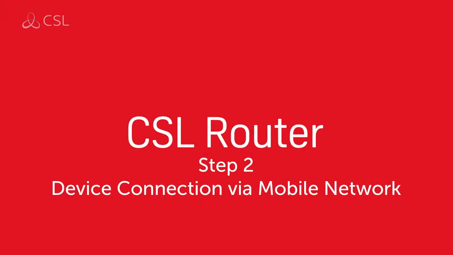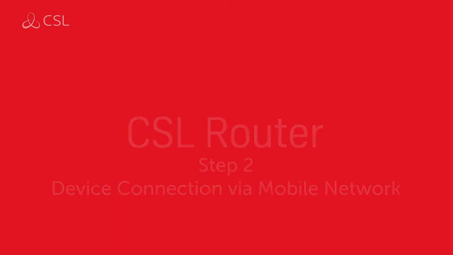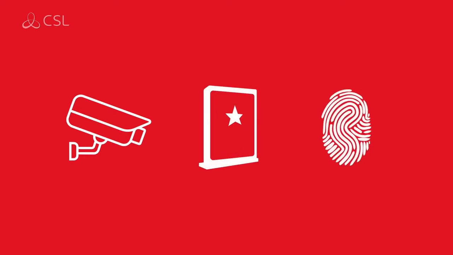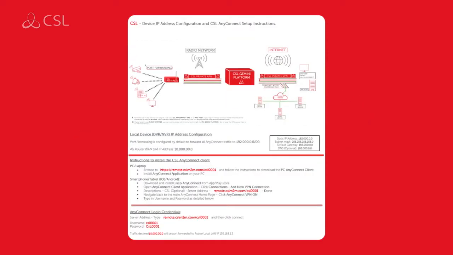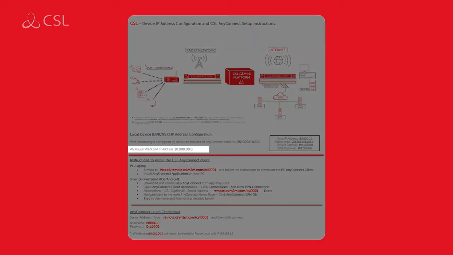This section is relevant if you are enabling 4G connectivity to the LAN via an Ethernet cable to your device, such as CCTV, electronic article surveillance, or access control, via port A or port B of the CSL router. Program your device with the IP details provided with the CSL router.